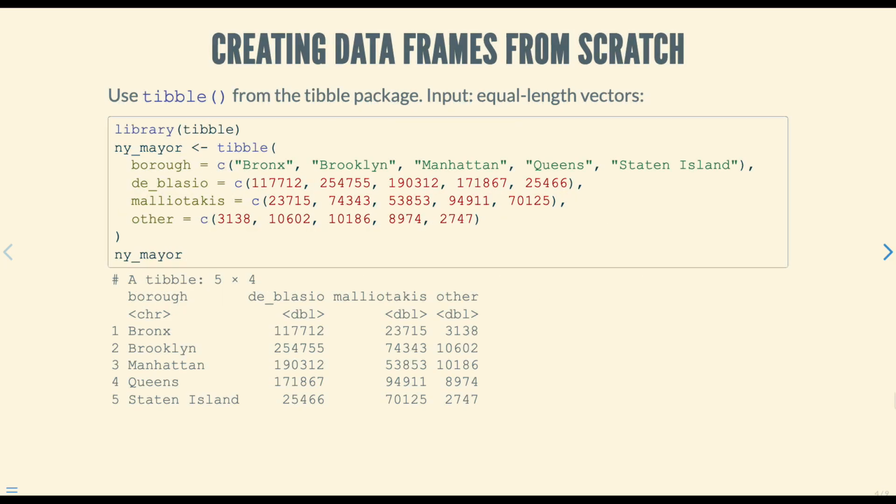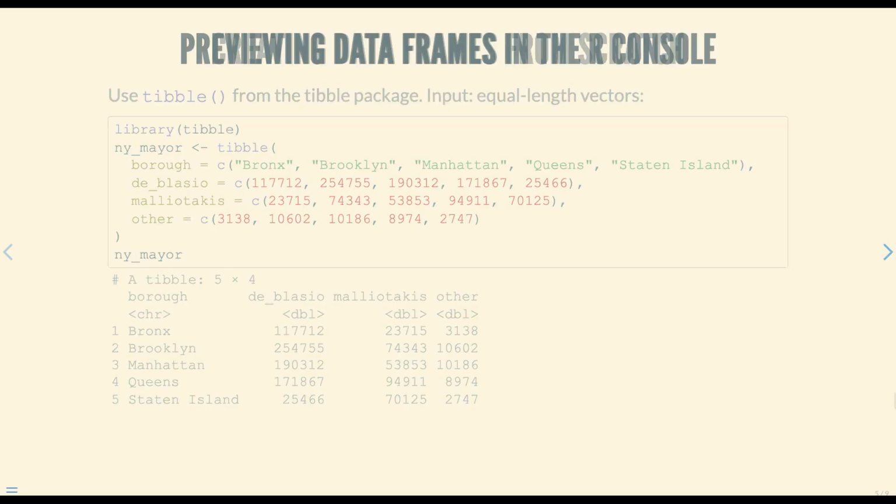To build a data frame by hand, use the table function from the table package. Provide one vector for each column and ensure that all vectors are equally long. For example, we create ny_mayor by supplying borough names and vote counts as individual vectors.